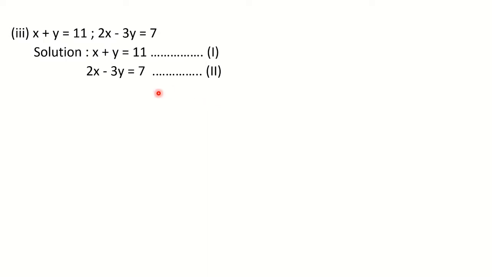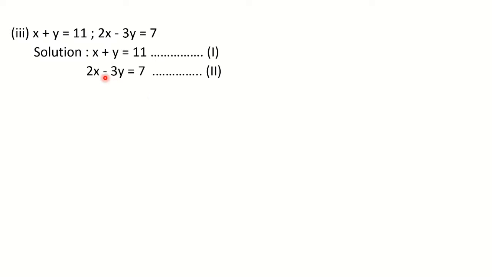After this, we have to observe the coefficients of the variables. Here you can observe that for x, in equation number 1, the coefficient is 1 and here it is 2. Similarly, for y also, the coefficient is 1 and here it is 3. So at both places the coefficients are different, they are not equal. So we need to equate them.